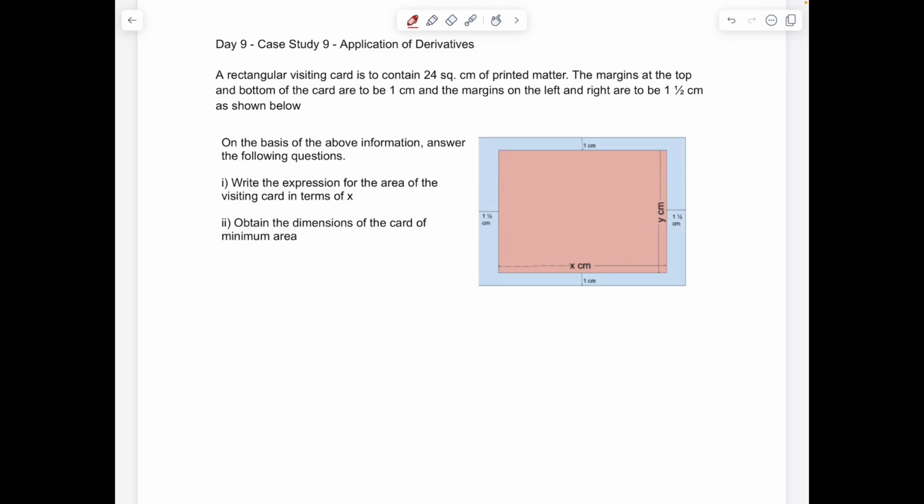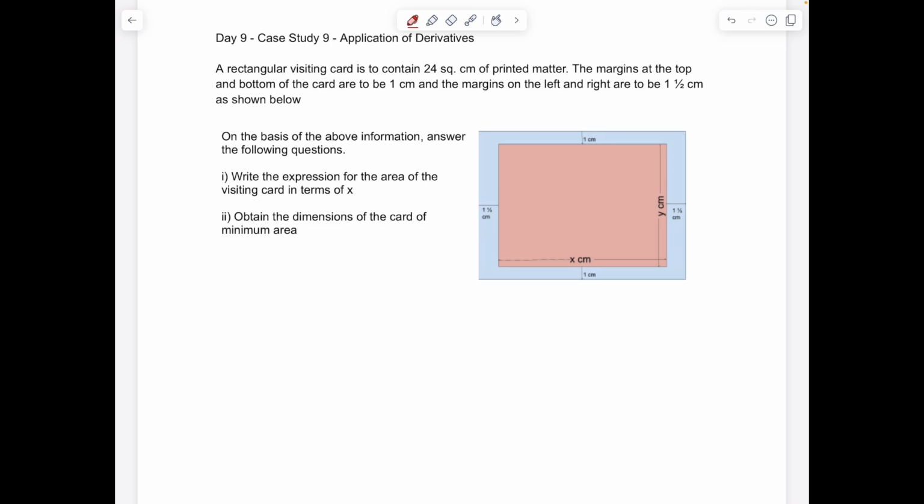Today's question goes like this: a rectangular visiting card is to contain 24 square centimeter of printed matter. The margins at the top and the bottom of the card are to be 1 centimeter, and the margins on the left and the right are 1.5 centimeter each, as shown below. On the basis of the above information, answer the following questions.